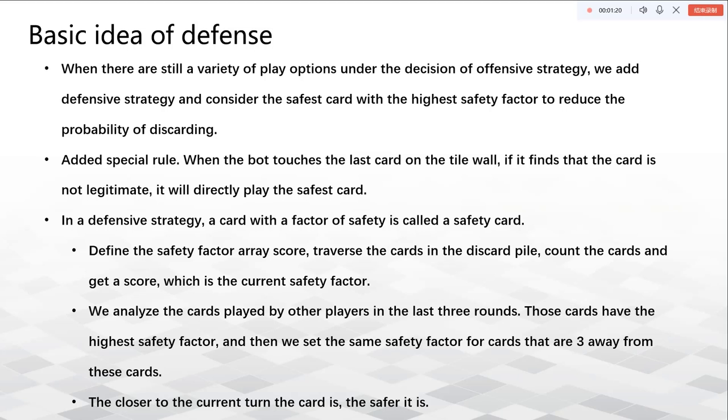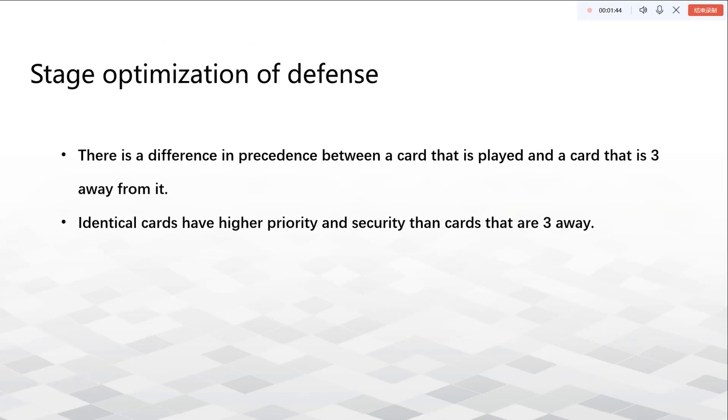On the other hand, we analyze the cards played by other players in the last 3 rounds. We found that those cards have the highest safety factor. And then we set the same safety factor for cards that are 3 away from this card. It prevents being 吃. The closer to the current turn the card is, the safer it is.